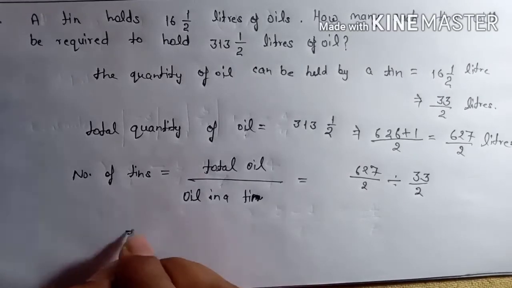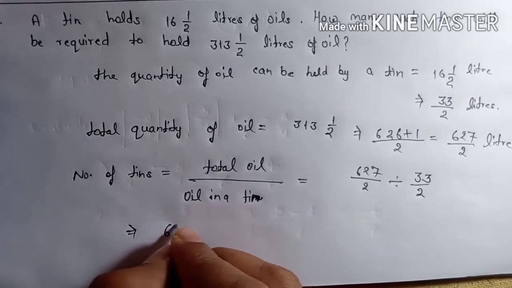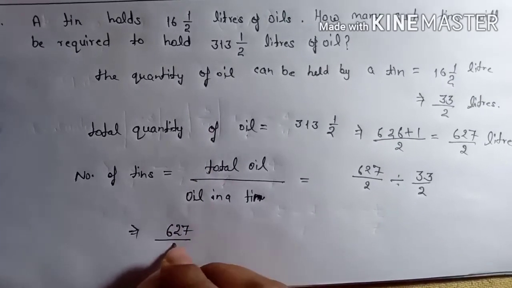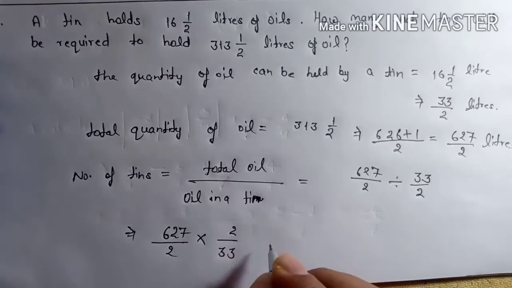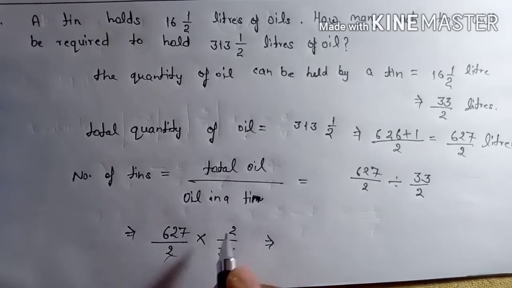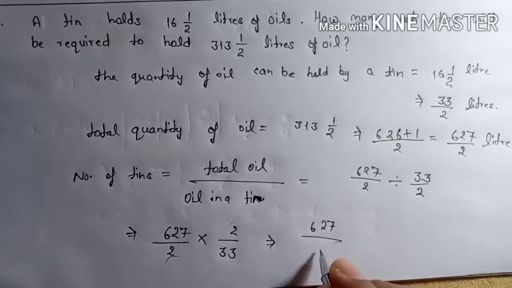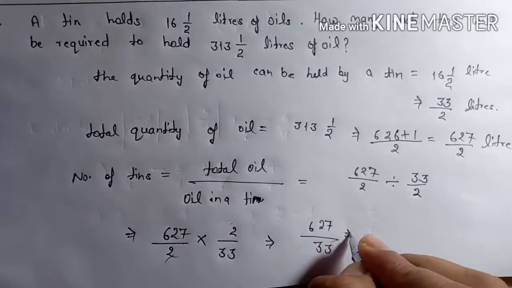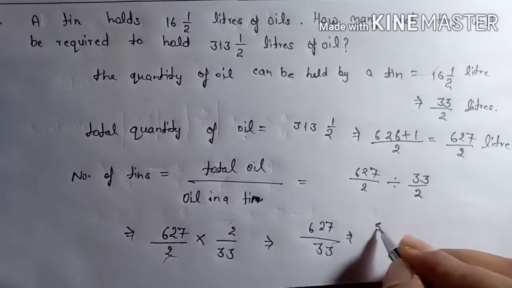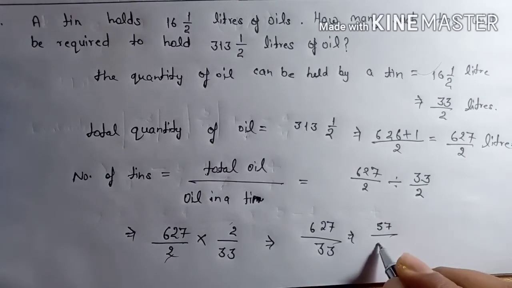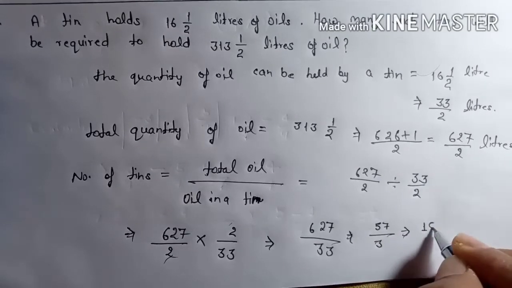You know how to divide these fractions. So write 627 upon 2 into 2 upon 33, and eventually this 2 can cancel this 2 and you will get 627 upon 33. Here it is divisible by 11, so divide it. 11 5s are 55, and 11 7s are 77, and this is 3, 19.